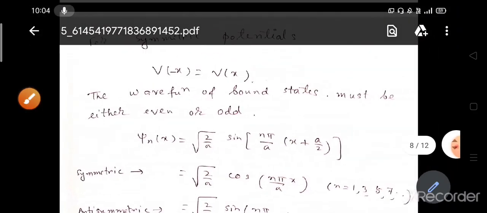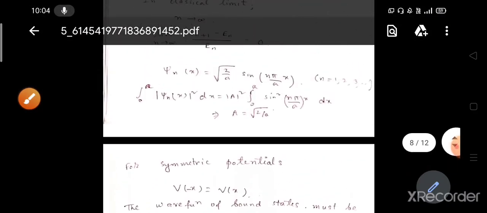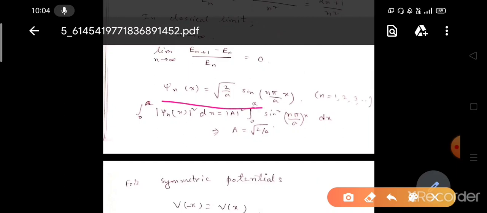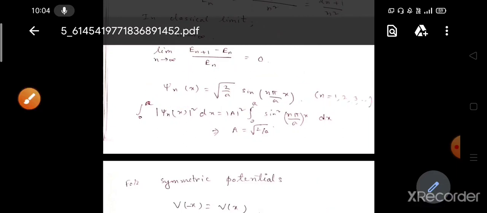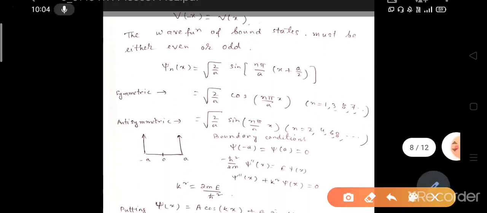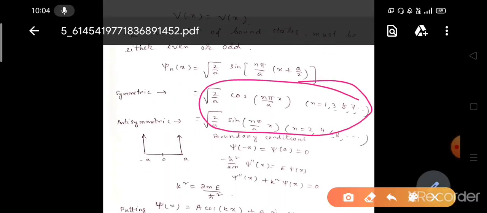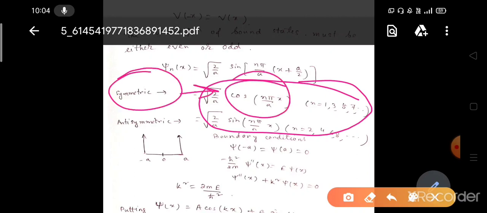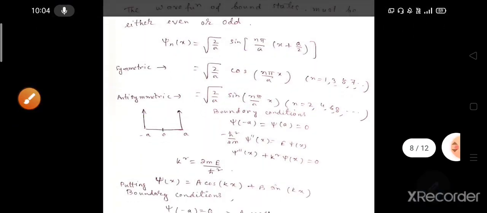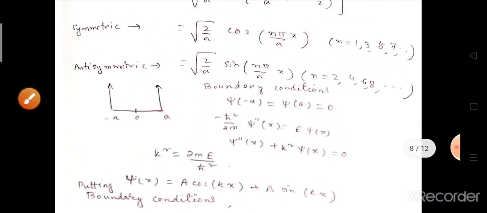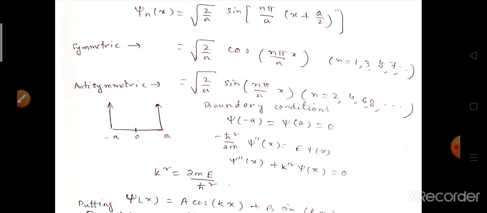So look here, I want you to compare these two wave functions. Here this is the asymmetric potential, only the sine wave functions, and here this is the symmetric potential. This is a symmetric potential, this is a cosine, and this is an antisymmetric wave function, not potential. This is the symmetric wave function, and this is the antisymmetric wave function. We will understand it clearly when I show you the pictorial diagram.